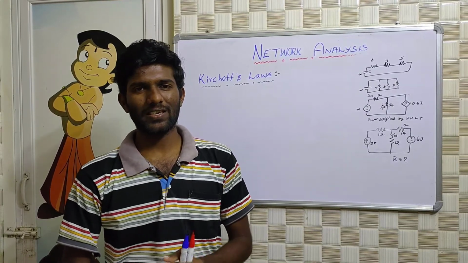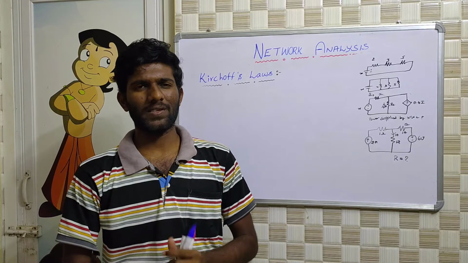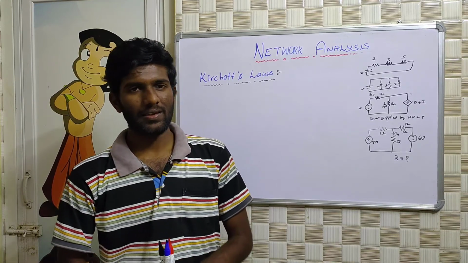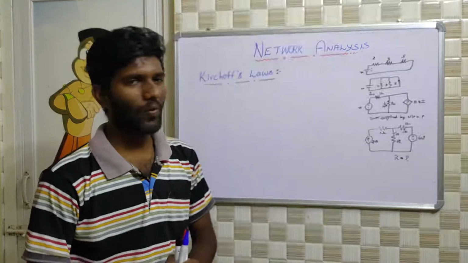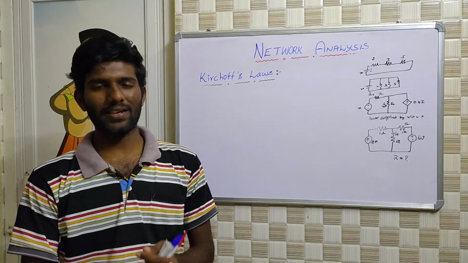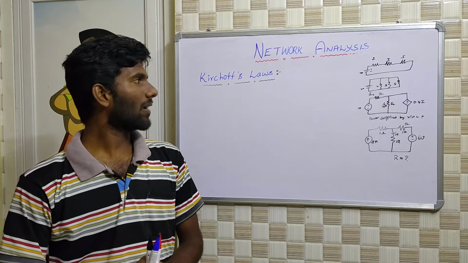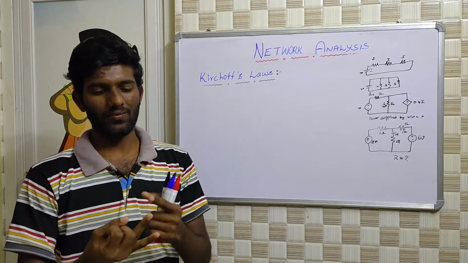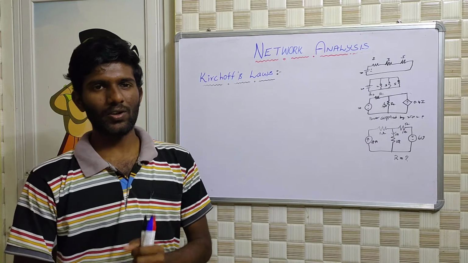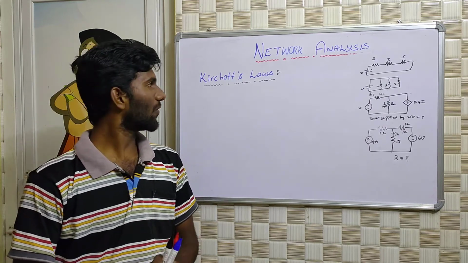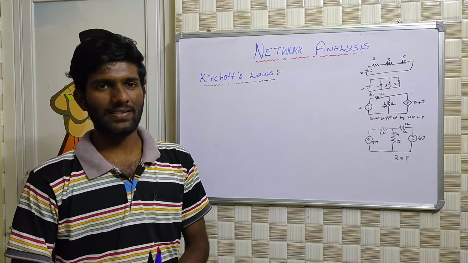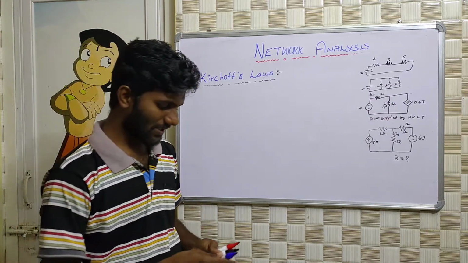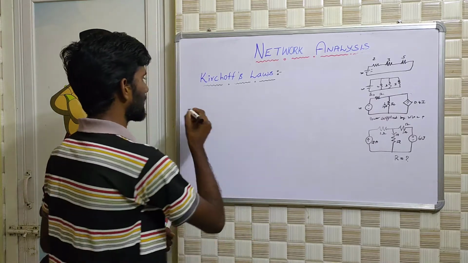Today we are going to see one of the important and basic laws in network analysis or circuit theory, known as Kirchhoff's laws. There are mainly two laws under Kirchhoff's laws: one is KCL, and the other is KVL. Today we are going to see both Kirchhoff laws and some examples under those two laws. First, we will see KCL.